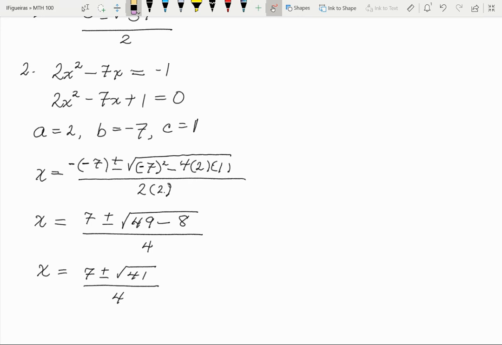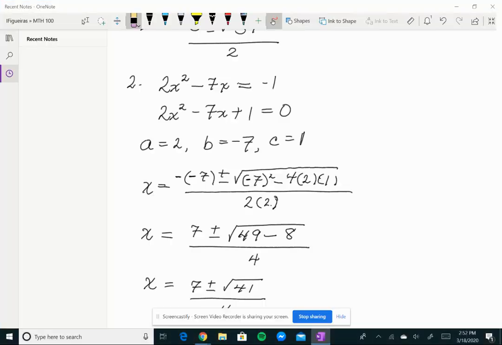So the square root of 41 cannot be simplified, so you can leave it as is. And again, this represents two solutions to the quadratic equation: 7 plus root 41 over 4 and 7 minus root 41 over 4. So now you can try your homework for 14.3, where you're using the quadratic formula to solve an equation. Good luck.